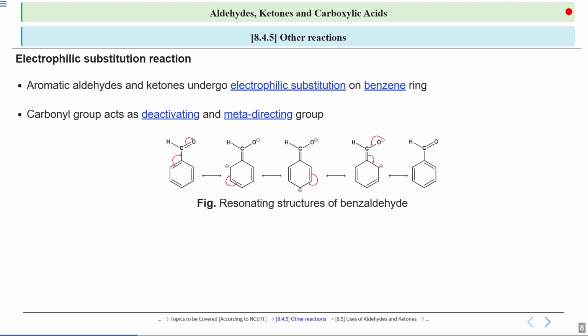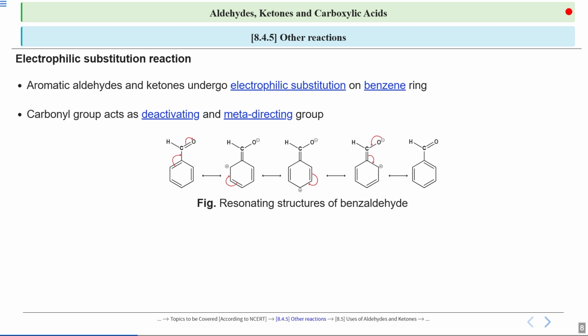Now we know that the carbonyl compound has a -I or -M effect, so it acts as a deactivating and meta-directing group. This means that it withdraws the electron density from the ring and makes it less reactive towards electrophiles, and directs any incoming electrophile to the meta position.